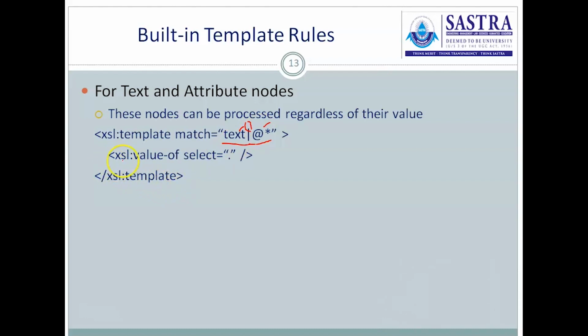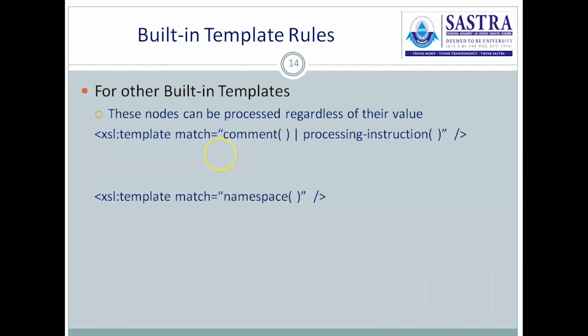And then value of select equal to star, which we have also discussed already in the example. This is the last element in the hierarchy, so we can use this. Otherwise, we can use template and so on. And then the next built-in template is for the comment node. This is a function which extracts information available in the comment node. Processing instruction is also a function which extracts the processing instruction related information, if it is available in the node tree.